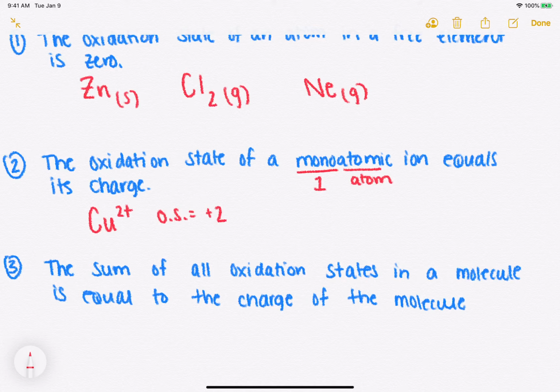Another example of a monoatomic ion would be Cl-, and that would have an oxidation state of -1. Na+ would have an oxidation state of +1, and so on.